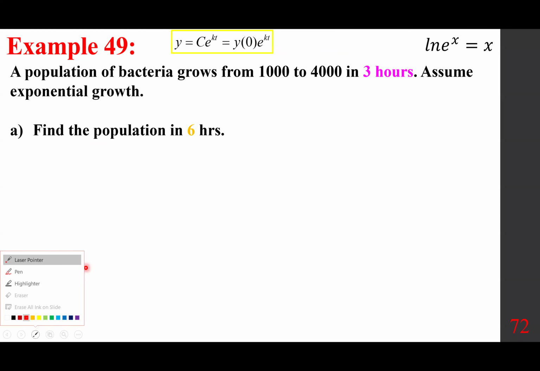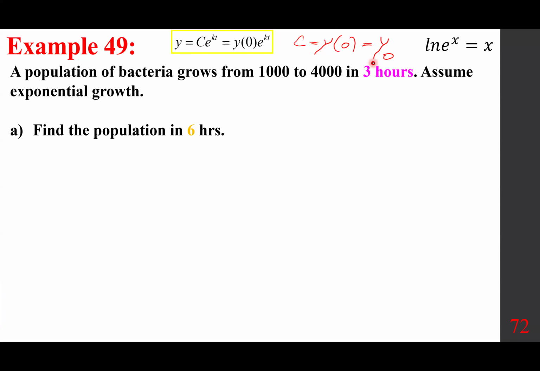C, or y at t equal to 0, or y sub 0. Please understand that if you set t equal to 0, you get e to the power of 0, which is 1. You see that? If t is 0, you get e to the power of 0, which is 1. So c, or y of 0, or y sub 0.